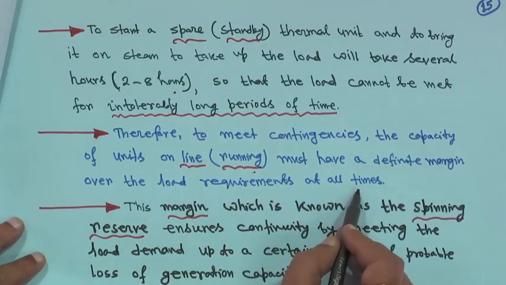Suppose there is a sudden outage of one unit, that means 100 megawatt is lost, right. Then 4 units are operating. So the load is 500 megawatt, but generation is 400 megawatt. That means the margin should be there. If those 4 units are each rated, say, 125 megawatt for example, then the other 4 units can generate 125 megawatt each, such that they can accommodate the load of 500 megawatt, right. That is the meaning of having a definite margin over the load requirements at all times.